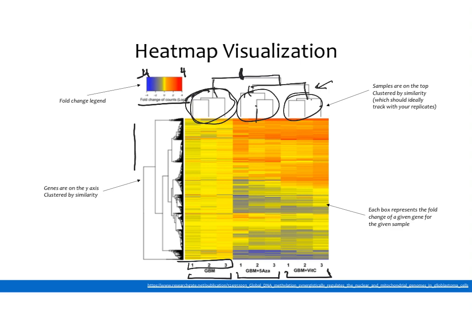Our genes are going to be along our y-axis here, and again, they're going to be clustered by similarity. So the clusters tell you, is the pattern of change similar across this set of genes as compared to another set of genes? And then every single box that we're seeing here is going to represent the fold change. So if we're looking at this box, it would be the fold change of this gene in this sample. And then we could compare that by color and see that it's becoming more blue over time, so this gene is getting down-regulated over time.